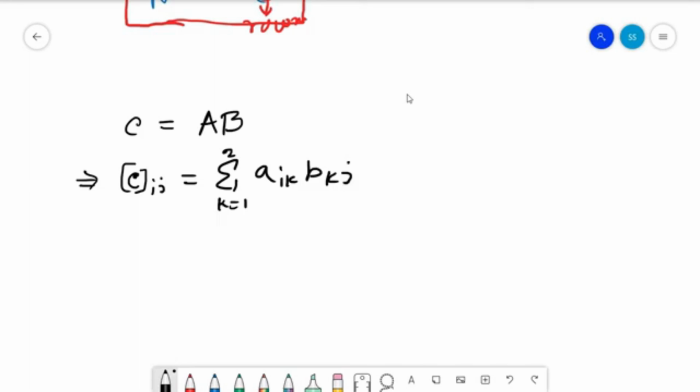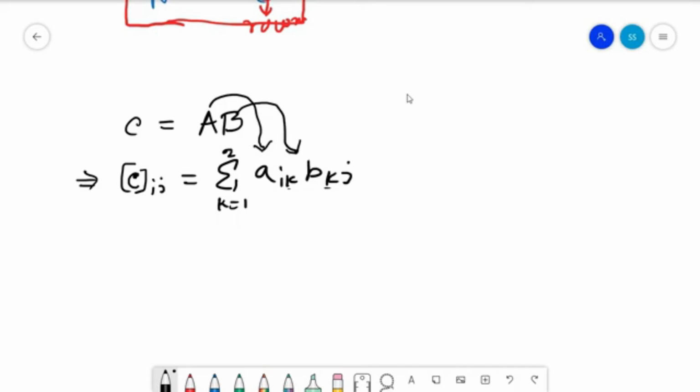So this might seem a bit abstract because it's written in all symbols, but let's try to do it explicitly. Note that the elements coming from A are denoted as small a and elements coming from B are denoted as small b. And this k index is called a dummy index because it's getting summed over. And this i and j, these are called the live indices. That is, they are not getting summed over. So that's what we mean by live indices.